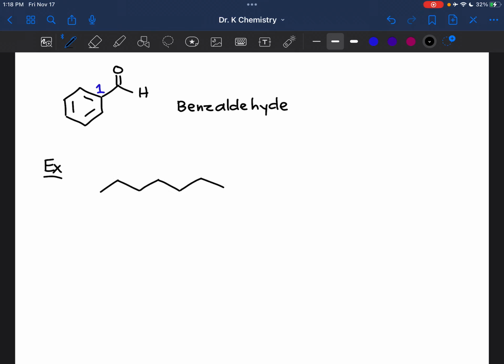Okay, let's try a few. Okay, I'm going to locate the longest continuous carbon chain, and that is 6 carbons long. So the parent will be hexanal. And then I need to list the substituents. I'm always going to number to give that carbonyl carbon 1, unless it's aromatic, but in a linear chain, it'll be carbon 1. And then I'm going to continue numbering down the chain.